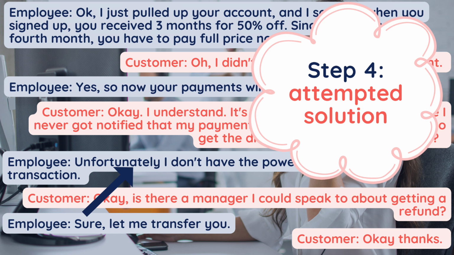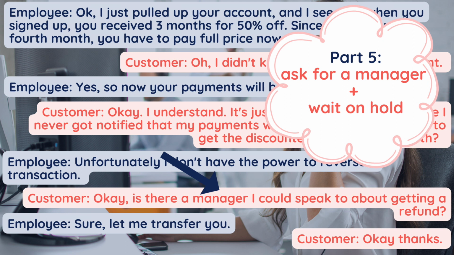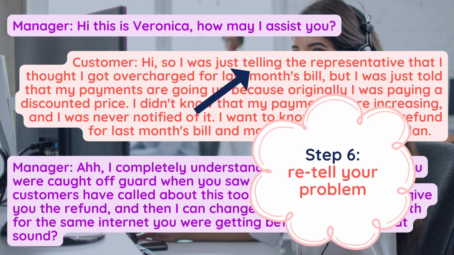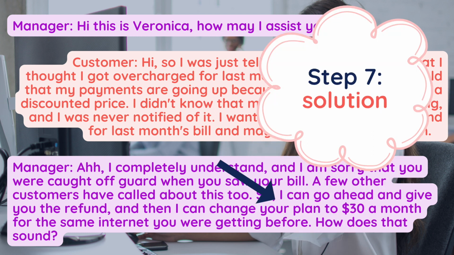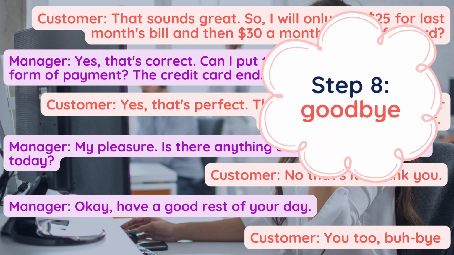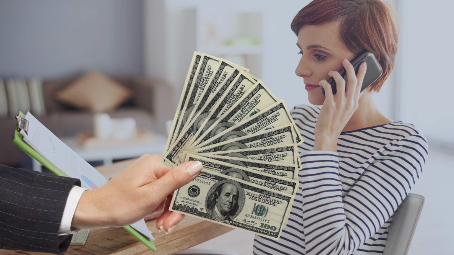So then we have to move to step number 5, and that is asking for a manager and waiting on hold. And when the manager answers, you will have to go through step number 6, which is to retell your problem. So here you can see Savannah says, I was telling the representative that I thought I was getting overcharged. So you will just have to re-explain your issue. So after going through step number 6 of re-explaining your problem, hopefully the manager will give you a solution that you like. Then after the manager offers you a solution, you will move on to step number 8, which is simply a goodbye, and you just got your money back.